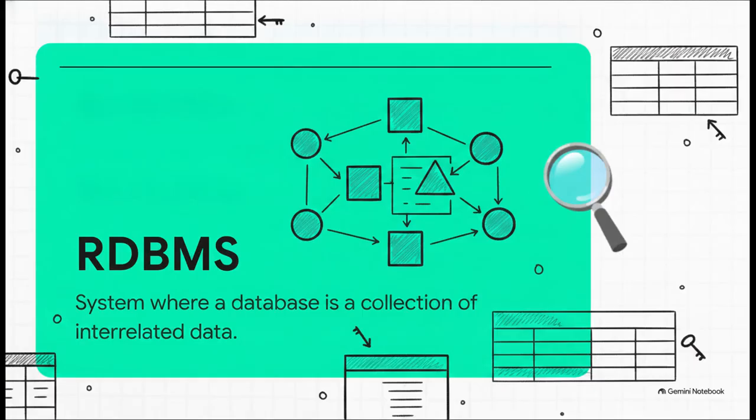So what actually is it? RDBMS stands for Relational Database Management System. And really, it's exactly what it sounds like, a highly systematic way to manage collections of interrelated data. Instead of digging through some massive, messy text file, an RDBMS organizes everything so that its relationships to other pieces of information stay perfectly intact and, most importantly, easy to access.